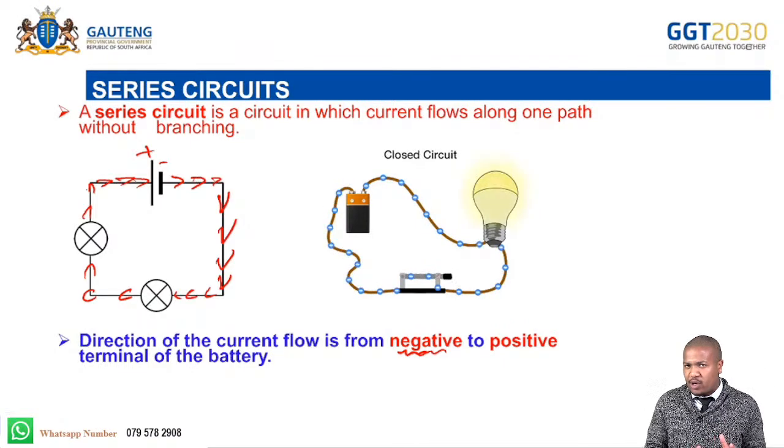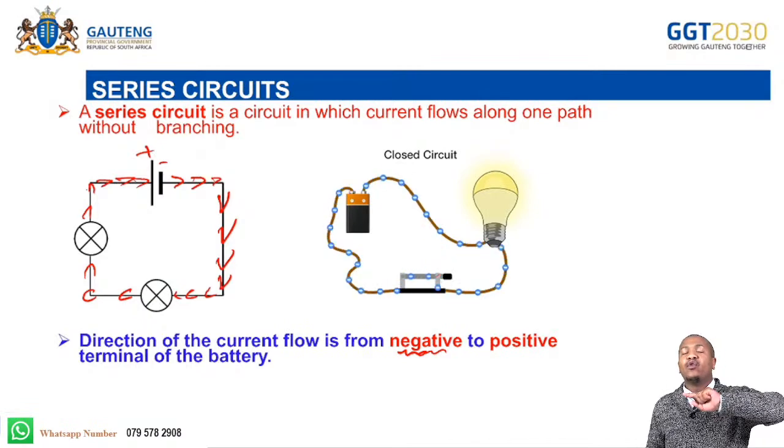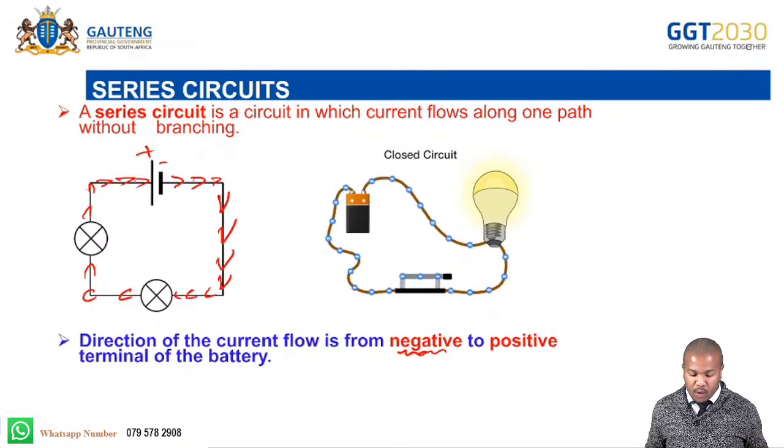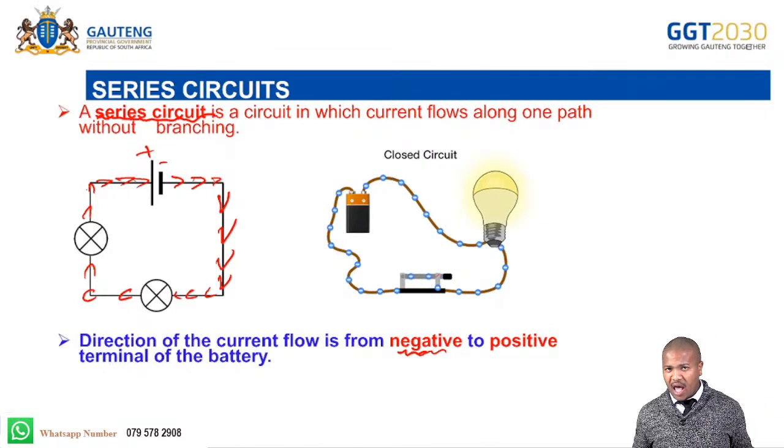What is this pathway we're talking about? We're talking about this conductor that we have here as a wire, right? It follows one pathway along the whole circuit, and therefore we call it what? A series circuit. Are we together?